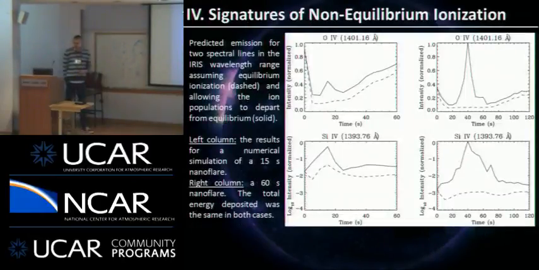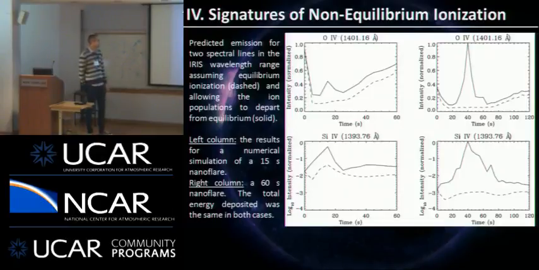So we want to try and predict what the actual signatures of non-equilibrium ionization might be. To do this, we perform just a very simple numerical experiment where we heat the corona, and then we look at how emission formed in the transition region that falls within the IRIS sensitivity range actually responds. In the left-hand column, we just had a 15-second nanoflare going off in the corona. In the right-hand column, a 60-second nanoflare. And we calculate this emission taking account of non-equilibrium ionization, right? So we solve the ionization balance equations in a time-dependent manner to predict the intensity integrated along the line of sight as a function of time.